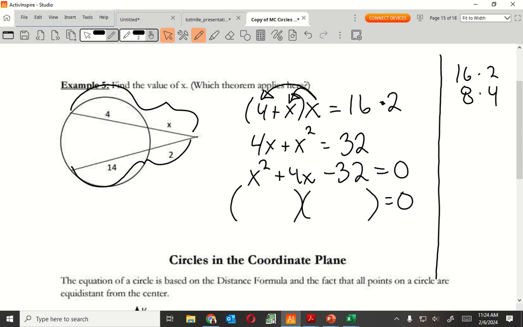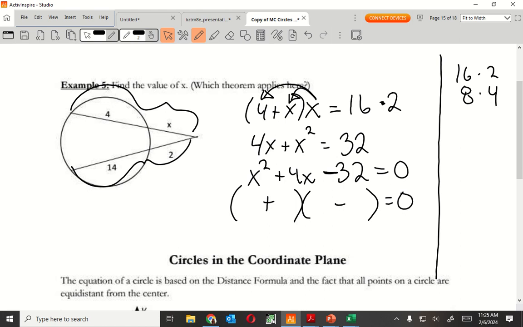Now for this one right here, I don't know if you guys learned it the same way, but I'm going to show you how to do the factoring. Since this one right here is a negative, that means that one of these two numbers has to be a negative. So one has to be a positive, one has to be a negative.